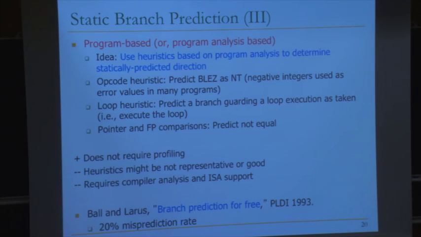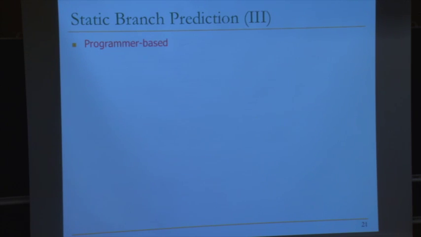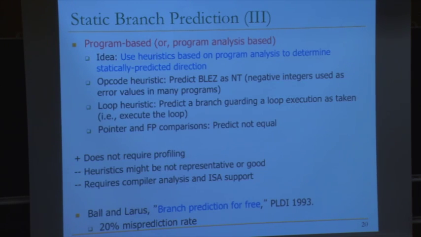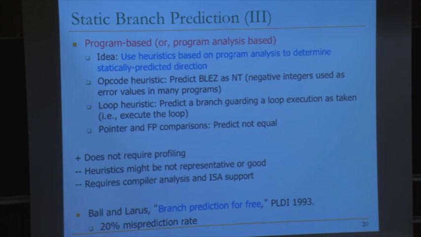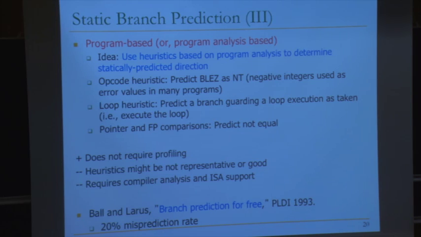Another downside is it requires compiler analysis and ISA support, but that's true for any static branch prediction mechanism. But in this case, you're doing compiler analysis, not profiling. The other downside is what I've described to you before. That's true for all static branch prediction schemes. So it turns out if you read this paper, you can get 80% prediction accuracy for branches if you apply a bunch of these heuristics together.